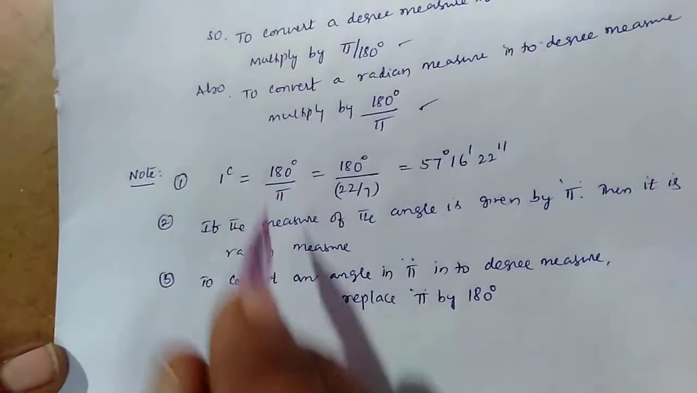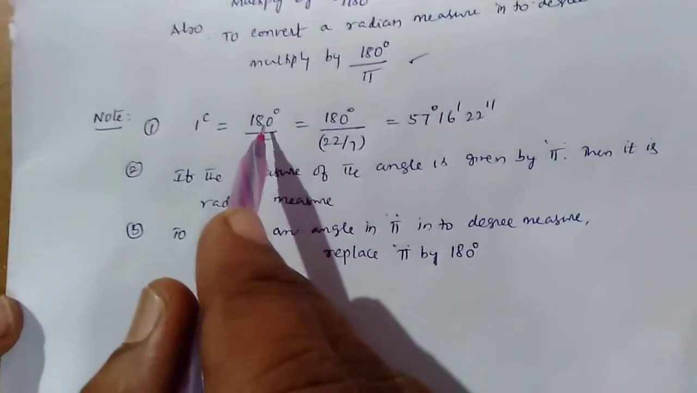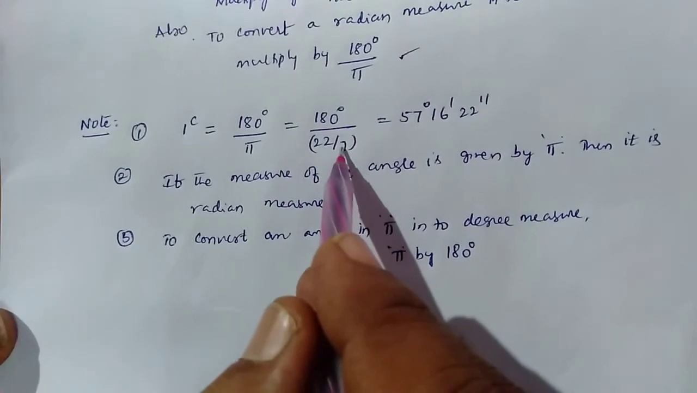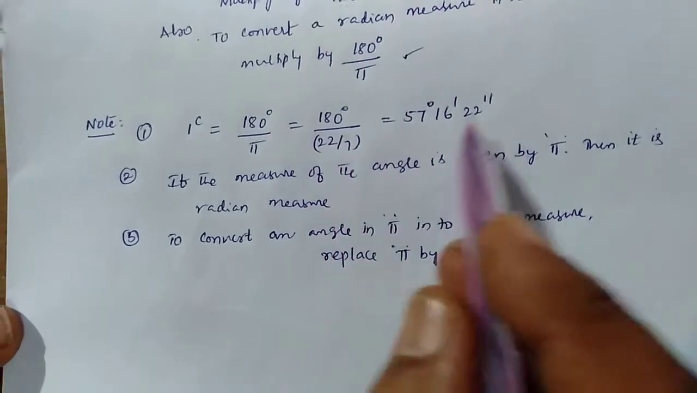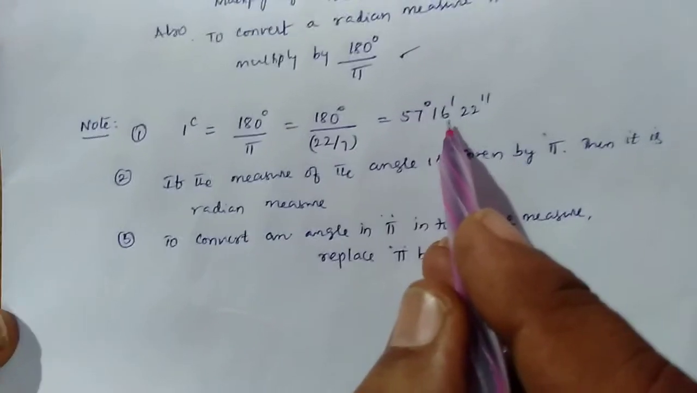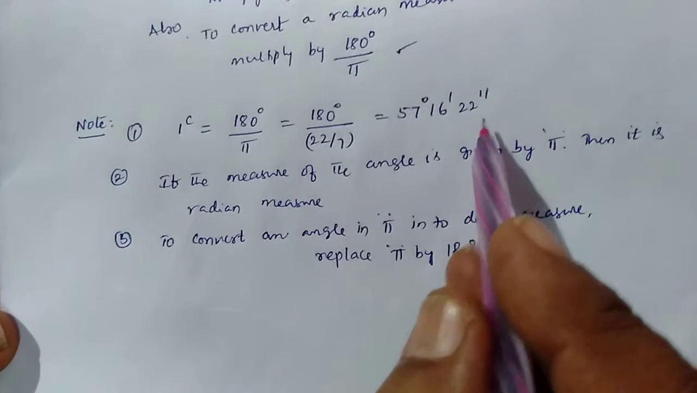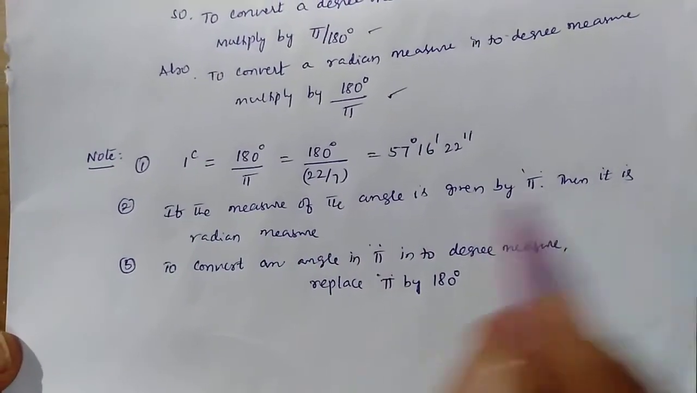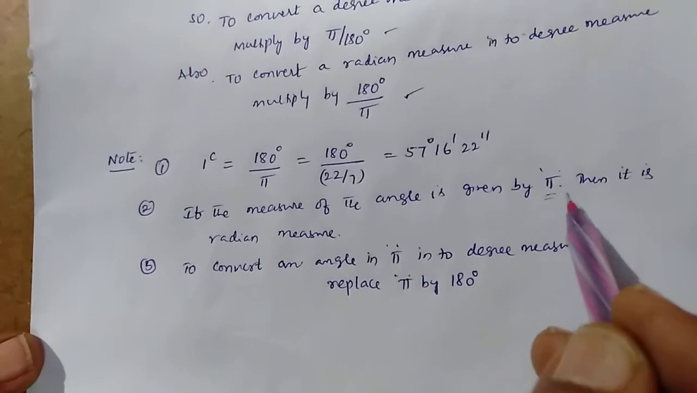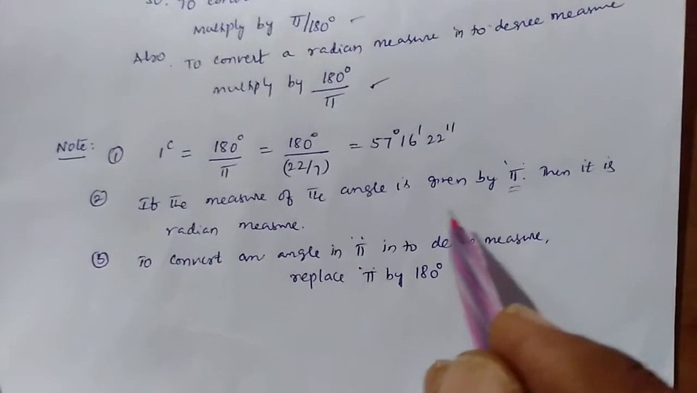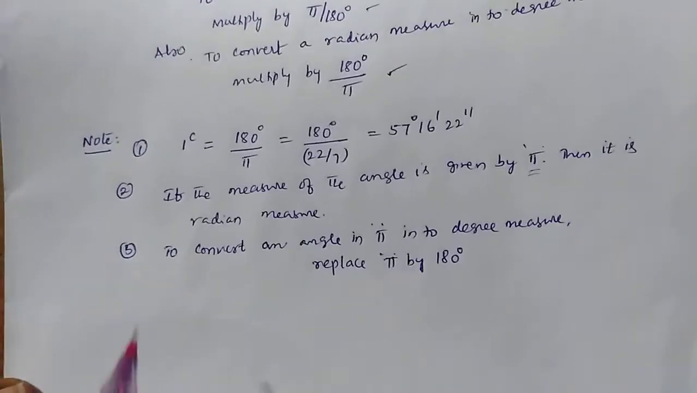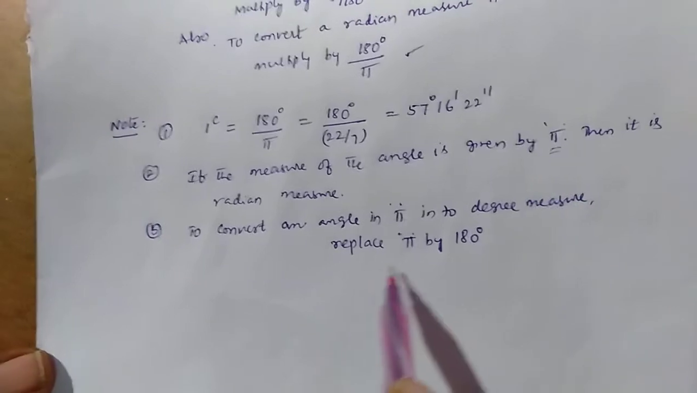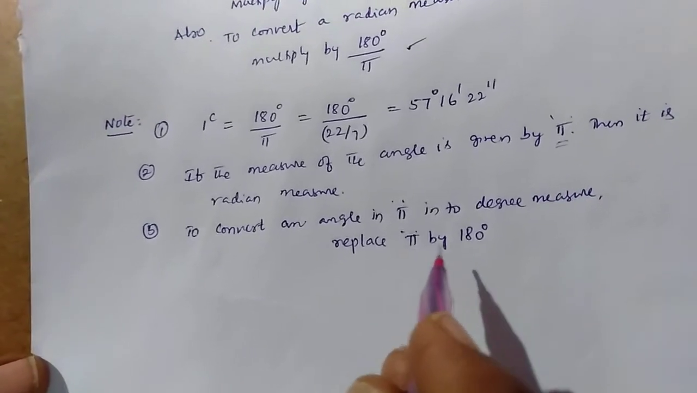Note, I am writing briefly. 1 radian is nothing but 180 degrees by pi, where pi is 22 by 7 or 3.14, that is equal to 57 degrees 16 minutes 22 seconds. If the measure of the angle is given in terms of pi, then it is radian measure. If it is given as pi, 2 pi, 3 pi like that, you have to understand that it is a radian measure. And the third point, to convert an angle in pi into degree measure, replace pi by 180 degrees.